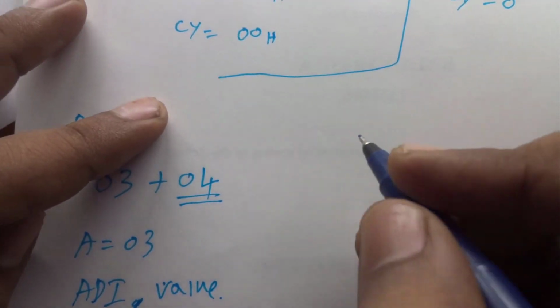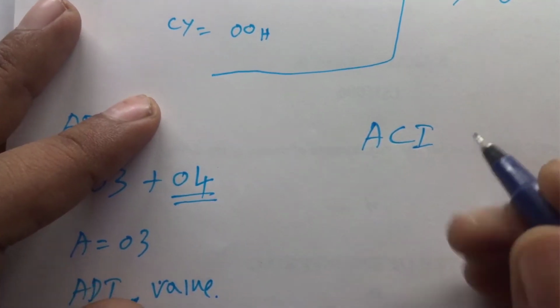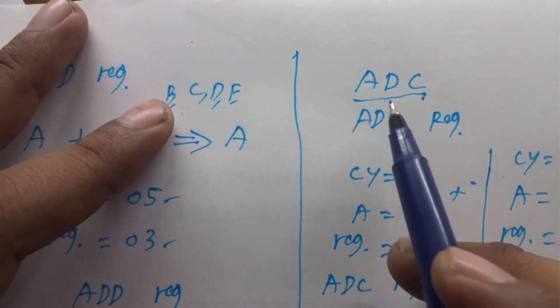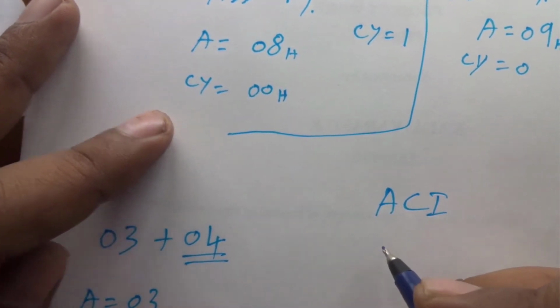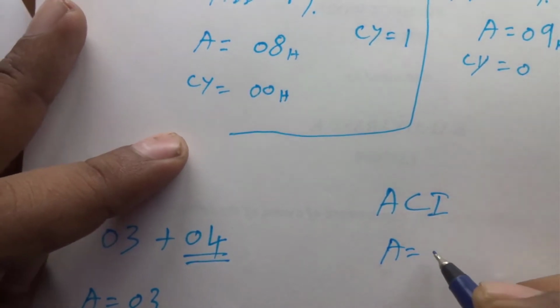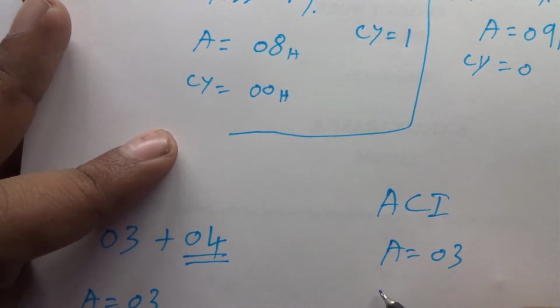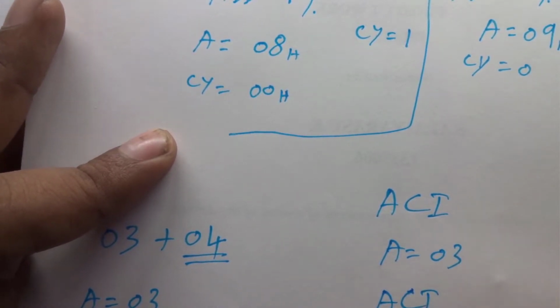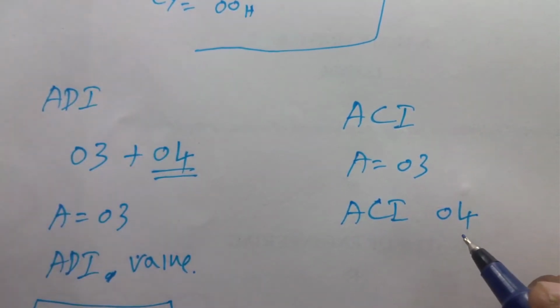The next instruction is add immediate with carry, the same as your add with carry. Here, first you have to load the accumulator with the value 03, and your immediate value is given in the instruction ACI 04.